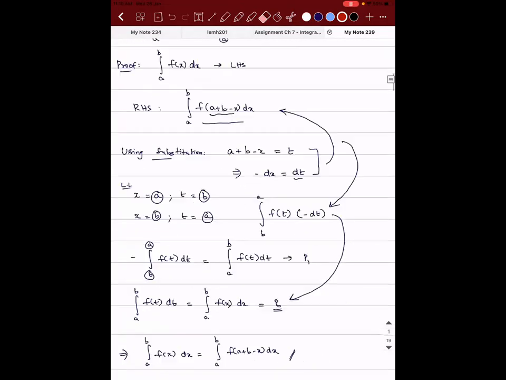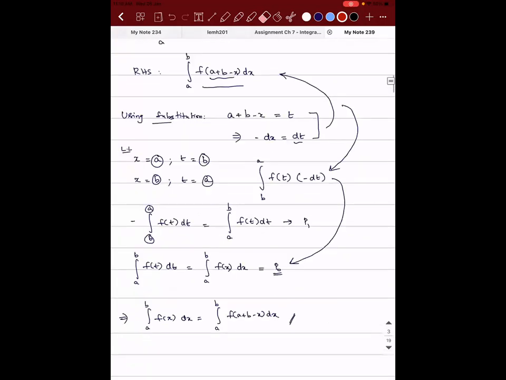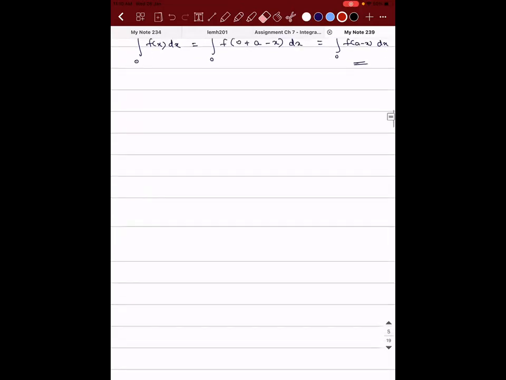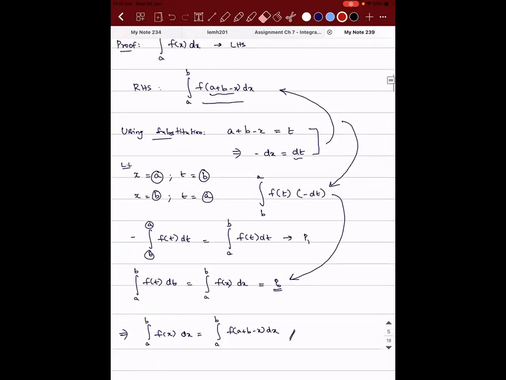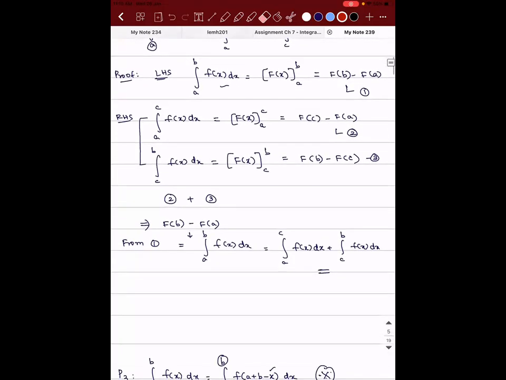Okay. Apart from that, no other doubts? No, sir. Sir, I have a doubt on property two also, sir. Tell me. What exactly is C here? So C is the mean value, sir. The value between A and B.